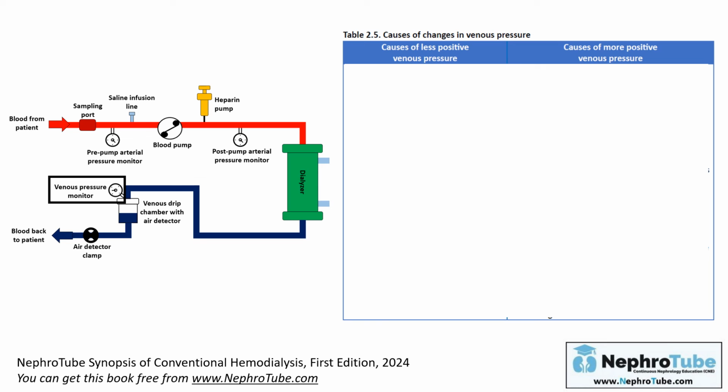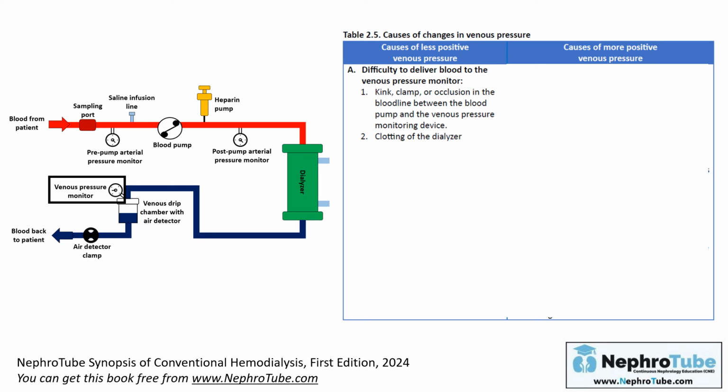The last pressure monitor is the venous pressure monitor, which always has a positive pressure. What may cause this pressure to be less positive? If we cannot return the blood back to this monitor, before this monitor, in this area. For example, kinking, clamping, or occlusion of this part, or clotting of the dialyzer. So if you have clotting of the dialyzer, you will find a high post-pump arterial pressure and a low venous pressure monitor.